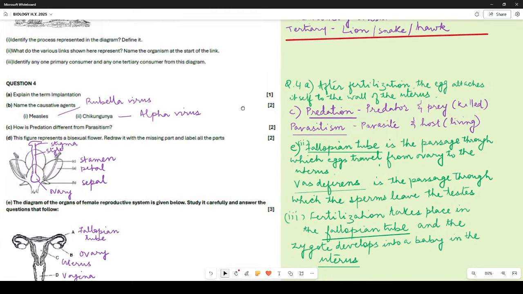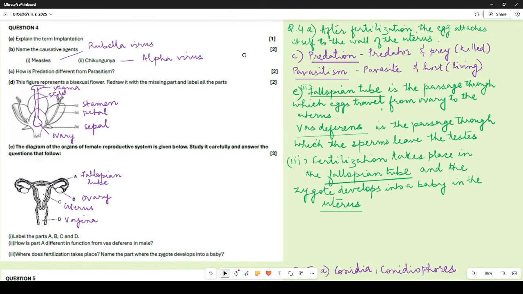Explain the term implantation. After fertilization, when the egg attaches itself to the wall of the uterus, it is termed as implantation. Causative agents: measles, rubella virus; chikungunya, alpha virus.